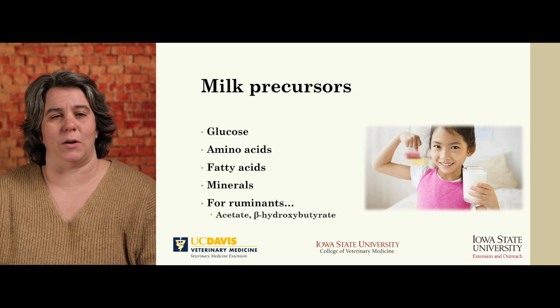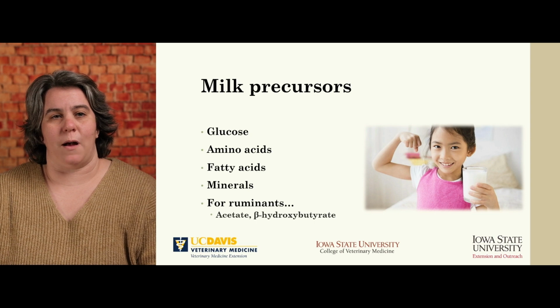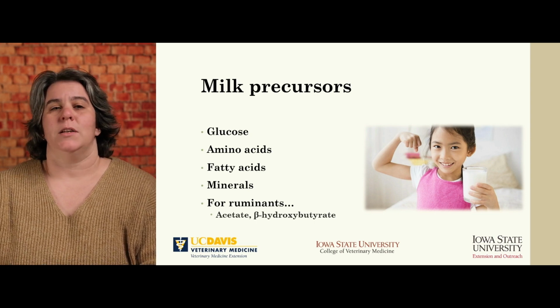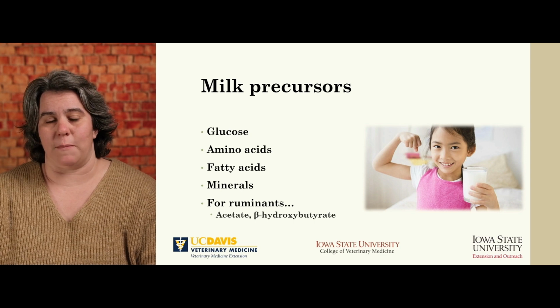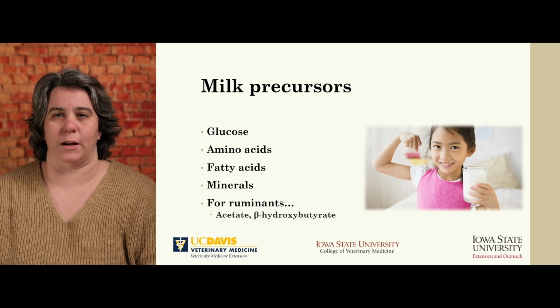In the ruminant animals, acetate and beta-hydroxybutyrate are both produced by the microbes in the rumen, and those are fatty acid precursors. So when a ruminant, like a goat, is making milk fat, they use acetate and butyrate as the building blocks for milk fat production.